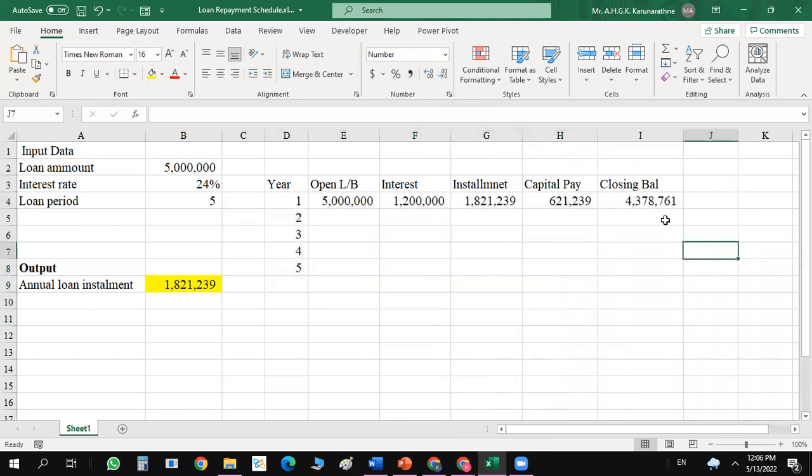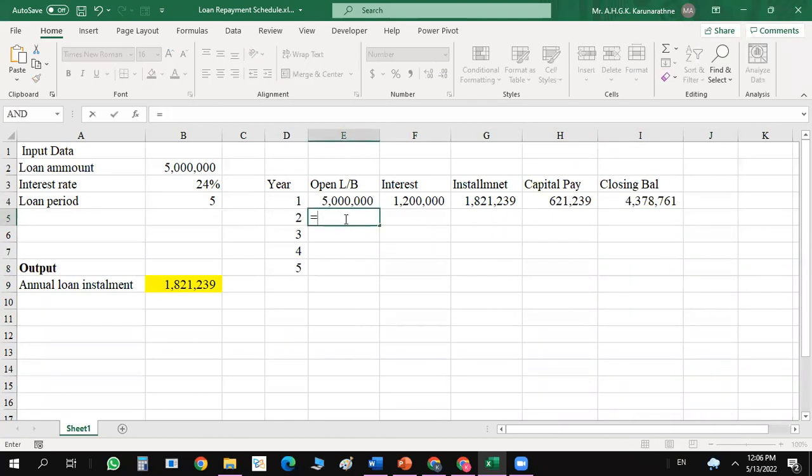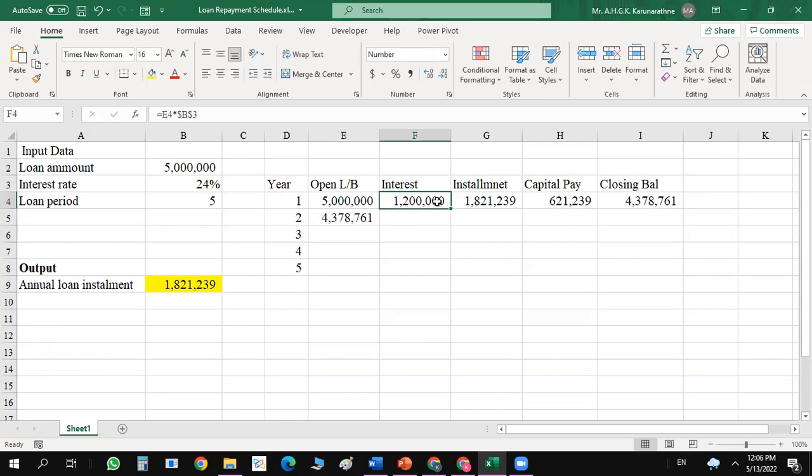Right. Then this is your closing loan balance. This closing loan balance will be the opening loan balance for the next period, so you can take it from this place. Then for the interest payment calculation, you can drag the same formula.